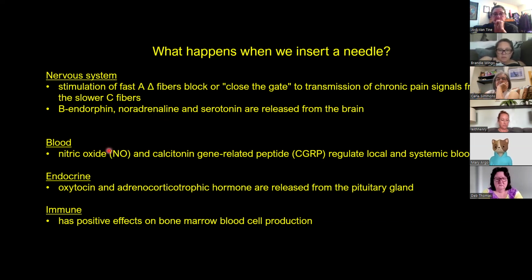There's some compounds that are released, nitric oxide and CGRP, that regulate local and systemic blood flow. And the endocrine system, oxytocin, and this is like a steroid type of a hormone, are released from the pituitary gland. And then it also can stimulate the bone marrow to make more red and white blood cells. This one right here, the effect on the immune system, can be really beneficial when you're doing acupuncture post-chemotherapy treatment, when the anemia and the white blood cells drop.